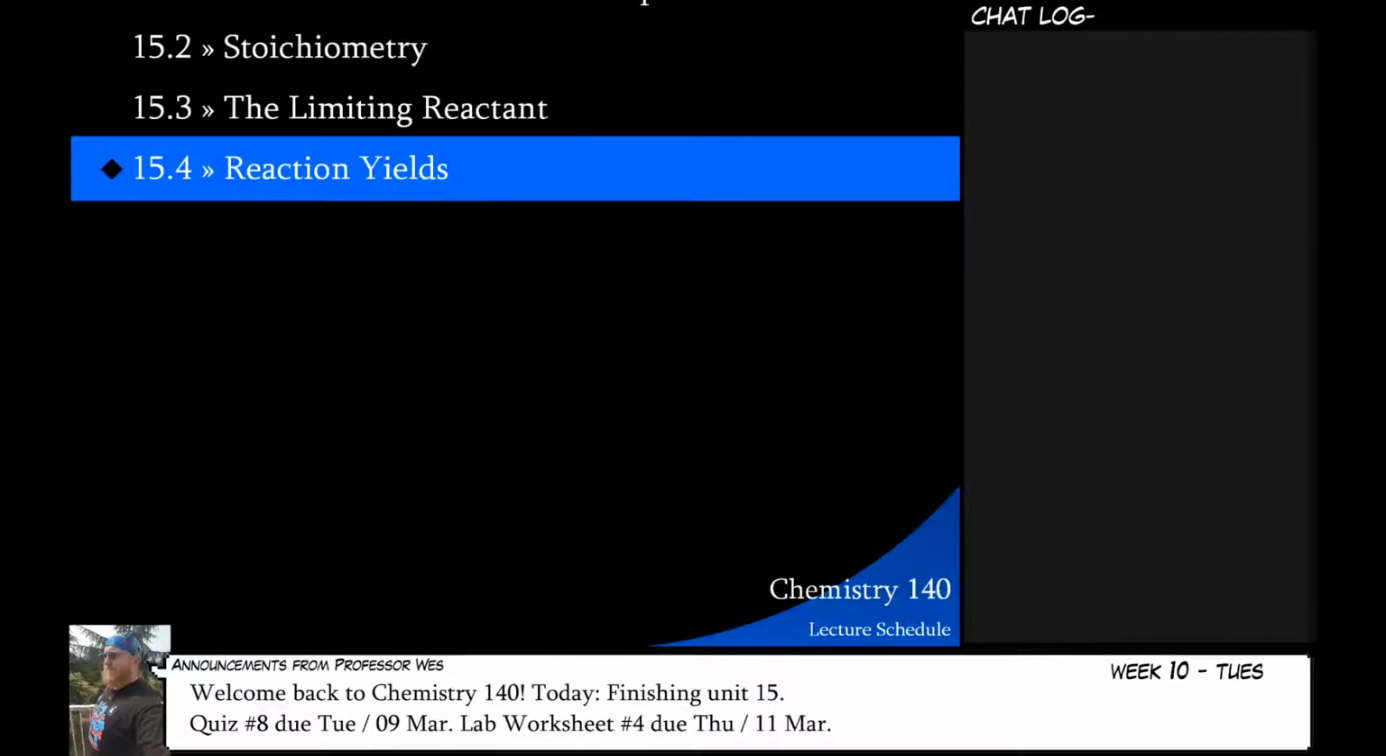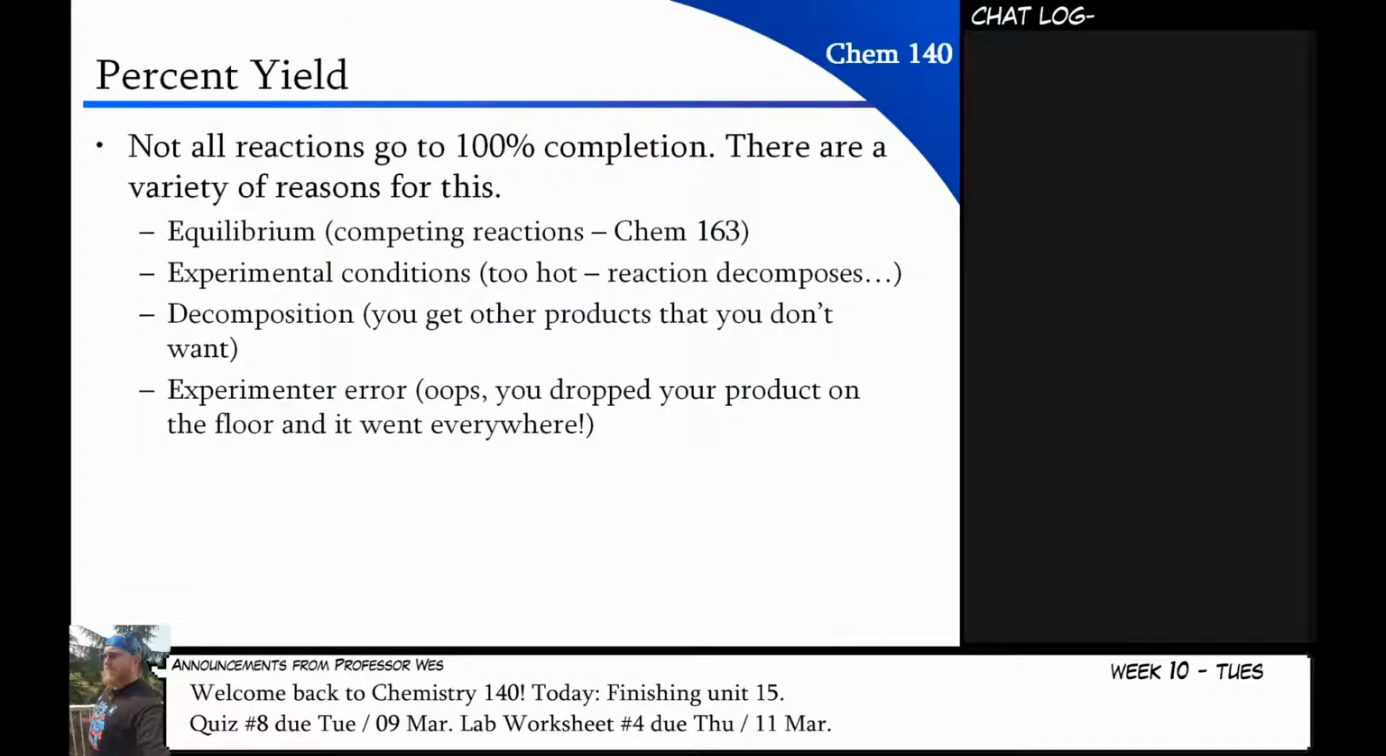Now what we're going to do is talk about reaction yield, which is, okay, here's how much I expect I should get based on the calculations we've been doing. Here's how much I actually got. Are the numbers the same? Well, let's see. Now, it turns out that when we do chemistry, not all reactions go to 100% completion. In fact, it turns out very few reactions go to 100% completion, and there are a lot of reasons for this.